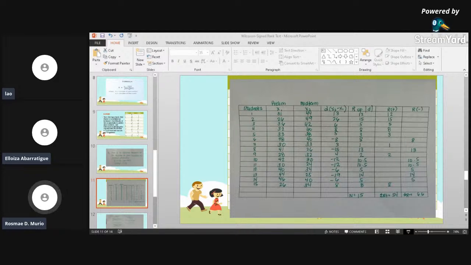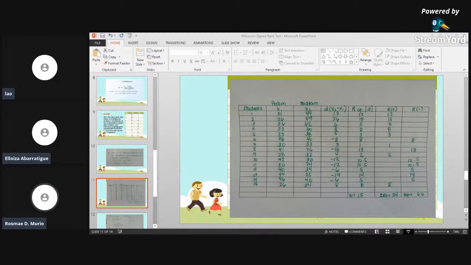So n is equal to 15 po dahil ito po yung ating numbered student po. So next po natin na column po, which is po the R plus, or positive. So dito po, paano namin po nakukuha ang 12, 15, 5, 8, 3, 1, 2, 8? So dito po, magbabase po tayo kay R of D.